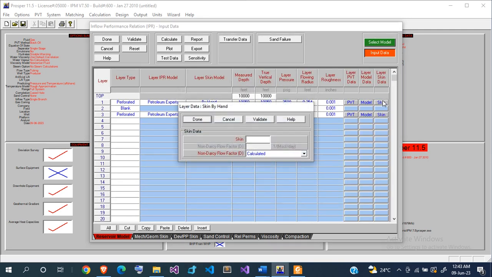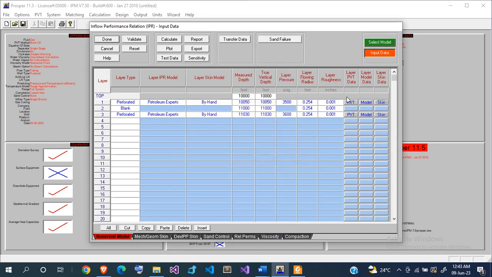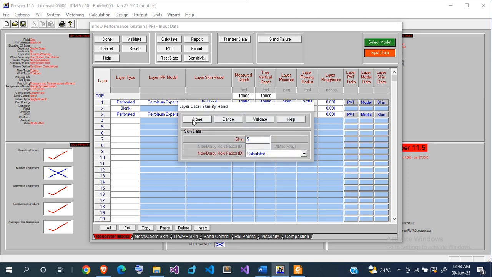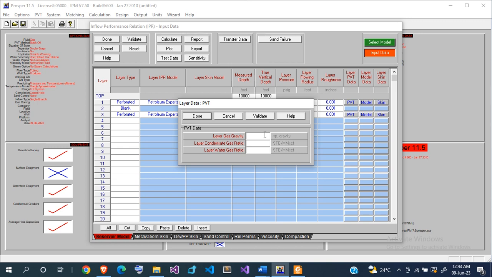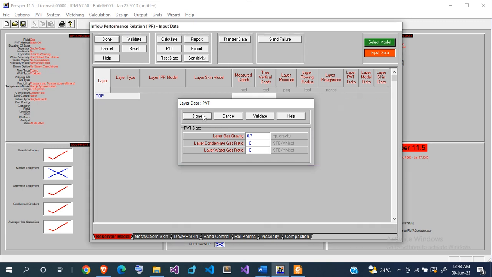So we can input the skin. The skin is 5. So before I come back, the other one should be calculated. If I validate, it's valid, go. Okay, so we do the same for this other layer. Gas gravity 0.7. Condensate gas ratio for this one was 10. For water, we also had 10. So producing as much oil as water.